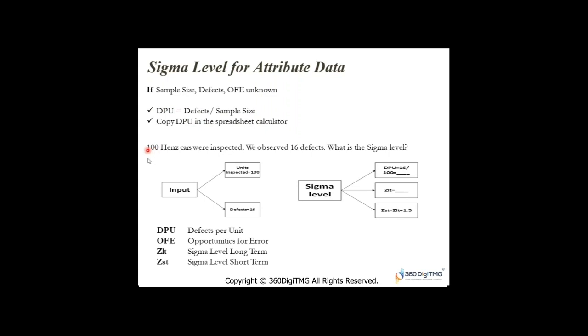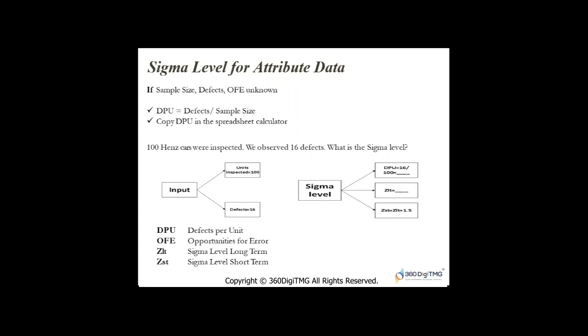Let us look into the case study. There are 100 Hens cars which were inspected. We observed 16 defects. What is the sigma level? What are the details which are provided to you? Number of units inspected is 100. Number of defects is equal to 16. So if I want to calculate defects per unit, it is 16 divided by 100. Now I can key in this DPU value alone and get sigma long term and sigma short term.